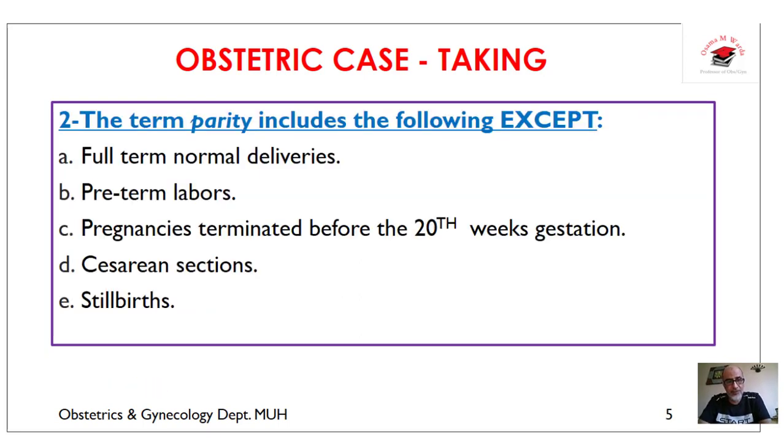The next question: the term parity includes the following except full-term normal deliveries, preterm labors, pregnancies terminated before the 20th week of gestation, cesarean sections, stillbirth. The term parity includes all except those pregnancies that are terminated before the 20th week of gestation. So the correct answer is C.